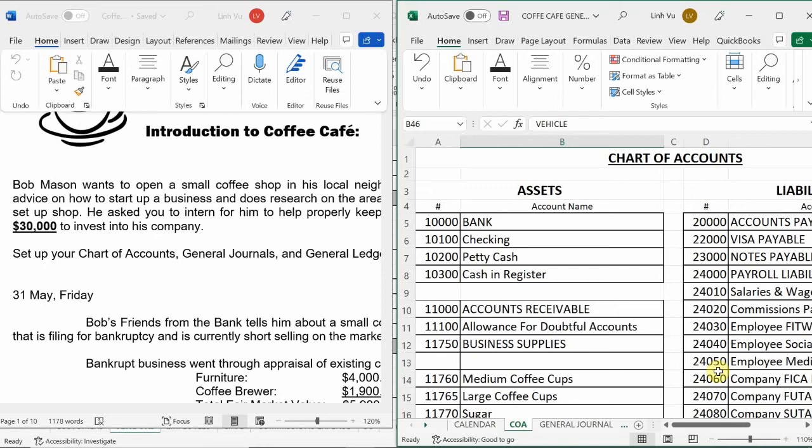So for that reason, every time we do a journal, you're going to post to the general ledger immediately. Usually, you're supposed to finish all your journals for the week, then post to the ledger, and then do your trial balance. But in this case, like I mentioned, I want you to get used to this habit so that we don't have to wait till the very end of the week to realize that we have a mistake.